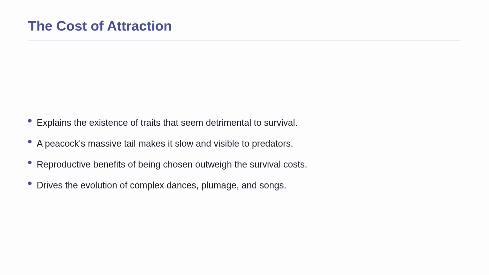This mechanism of choosiness leads us to an important realization about evolution. Mate choice is fundamentally important because it explains the existence of traits that would otherwise seem like a terrible idea for basic survival. Take a peacock, for example. Its massive tail makes it slow and highly visible to predators, which completely contradicts basic natural selection. However, because peahens exclusively choose to mate with males possessing the most spectacular tails, the reproductive benefit of having that tail far outweighs the survival cost.